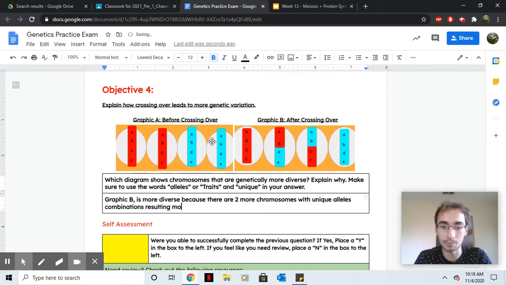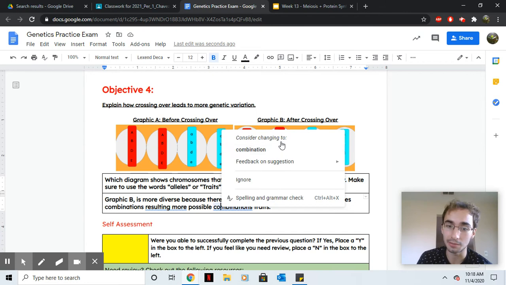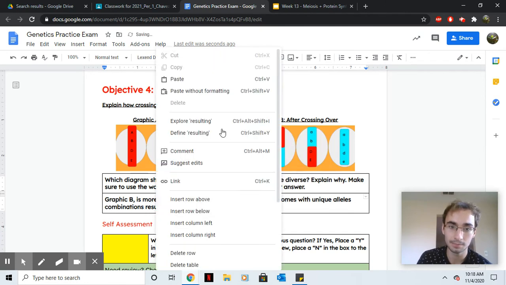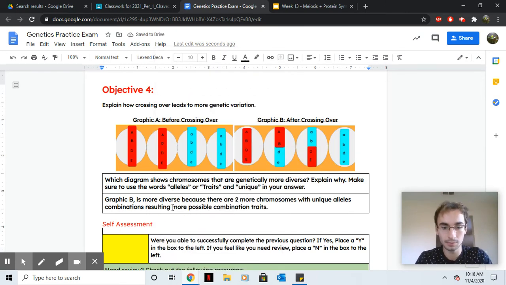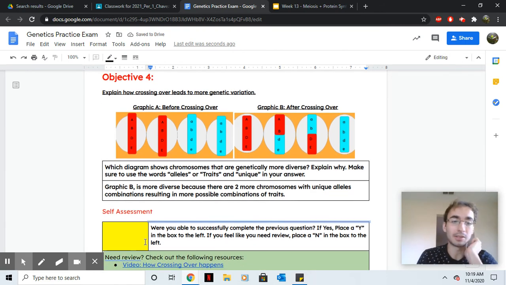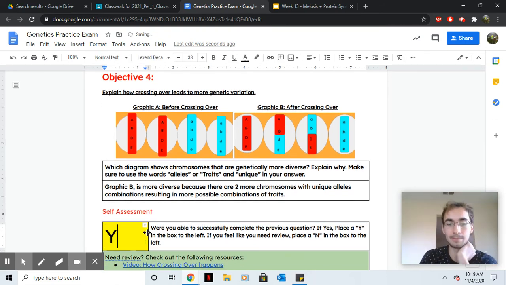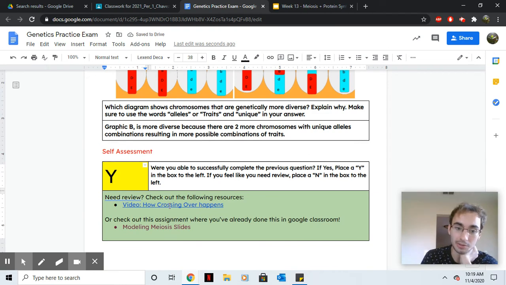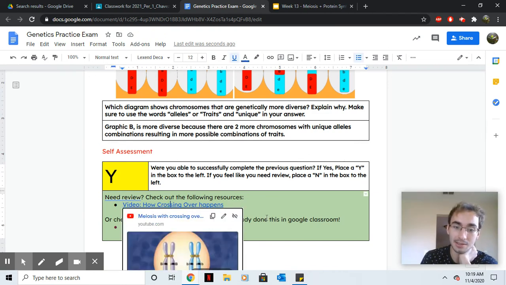So graphic B has 2 more unique allele combinations, resulting in more possible combinations of traits. The point is, if you have different chromosomes with different combinations, then you have more possibilities for different kids. Was I able to do that? Yes. Need help? Here's this video, and then look over your meiosis slides for modeling meiosis.